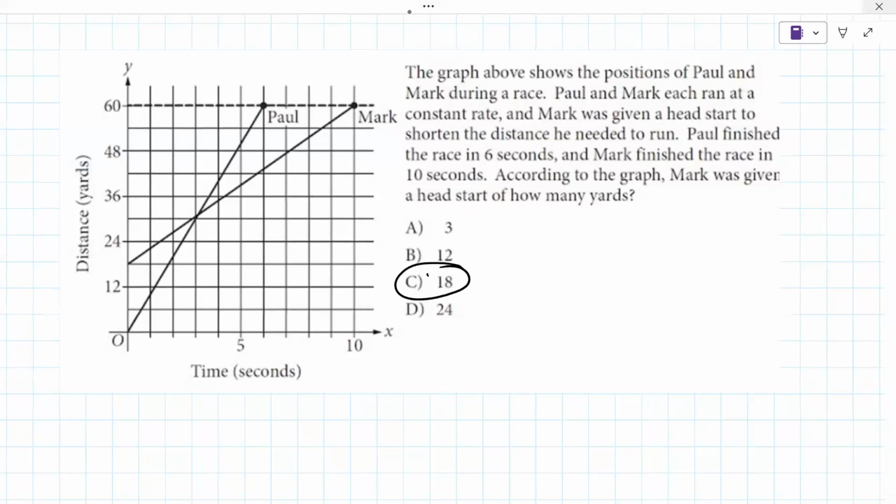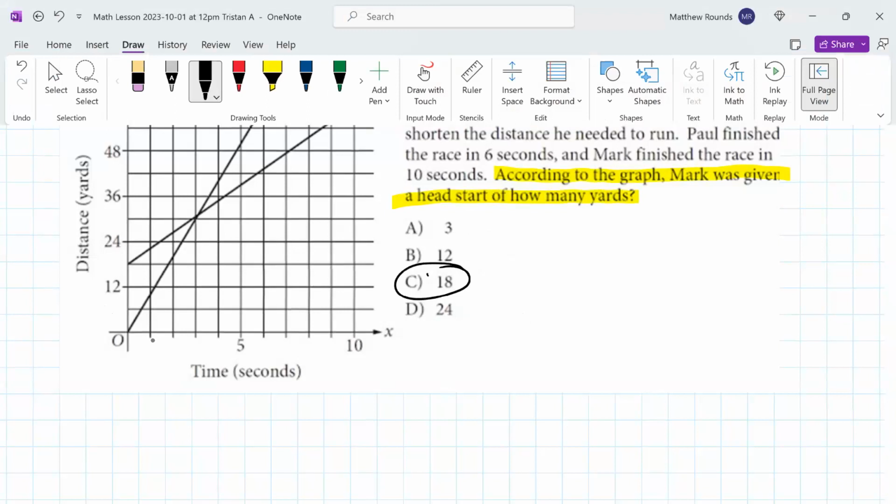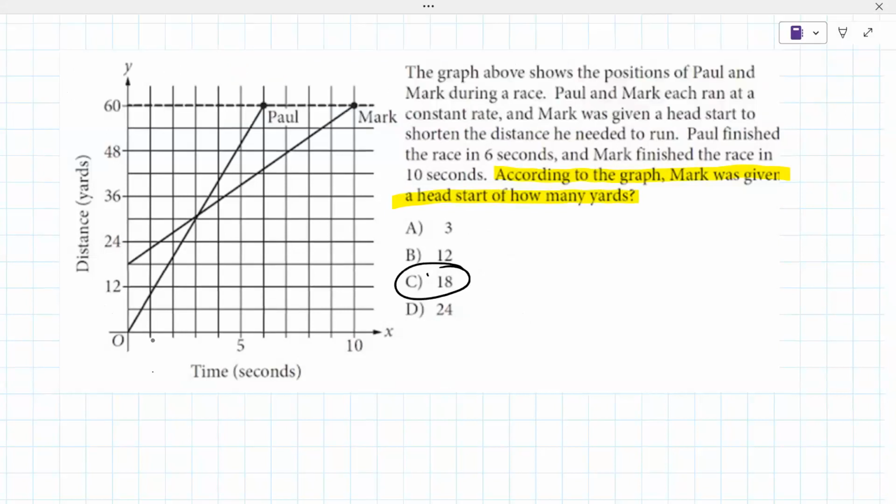I mean, look at it. It's the only right answer. It's in between on the right for the yards. It only goes 12, 24, 36, 48. And 18 is the only number out of those four choice sets in between 12 and 24. Okay. What does a head start mean? It's just the point at which you start at.